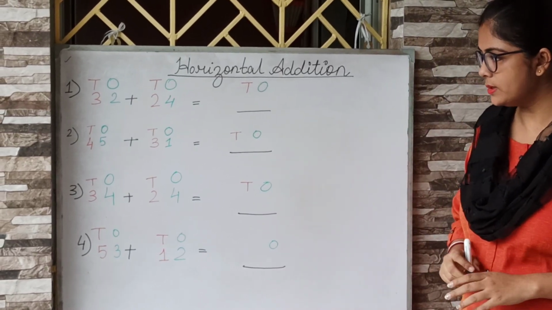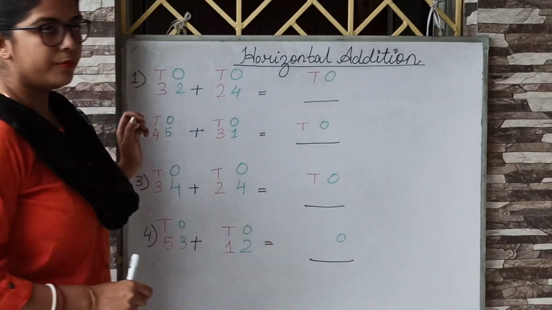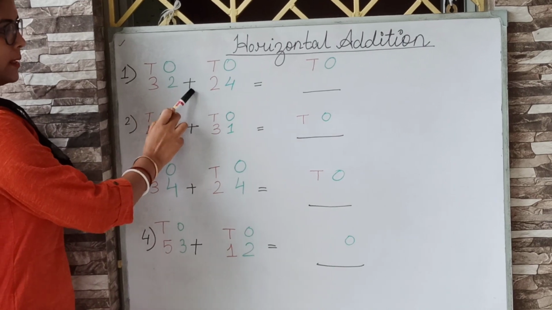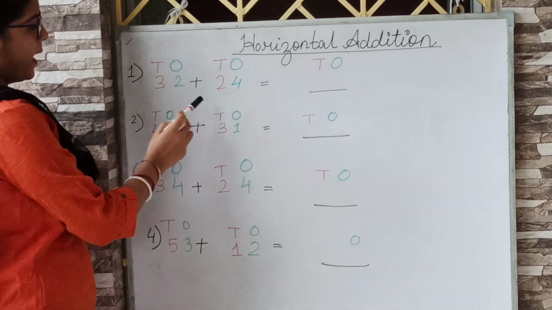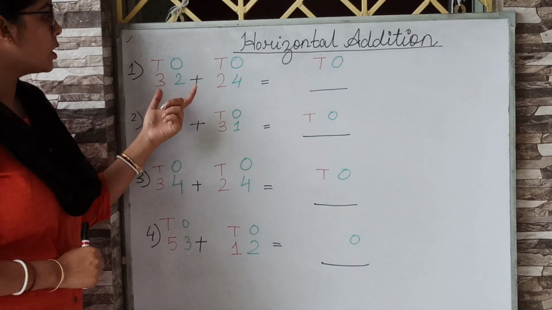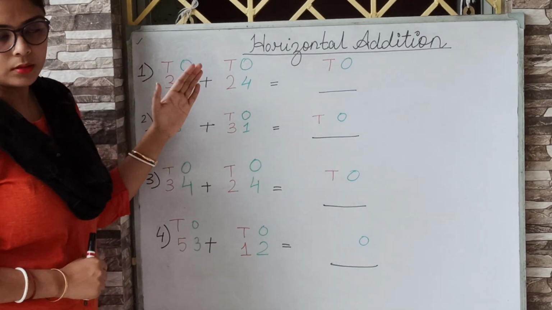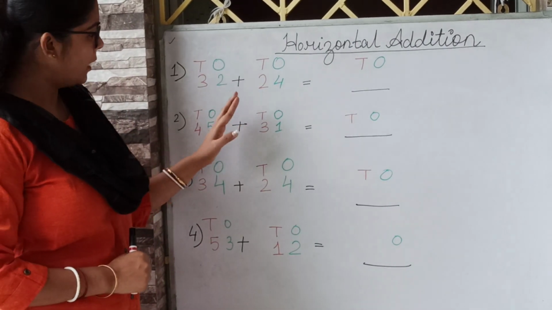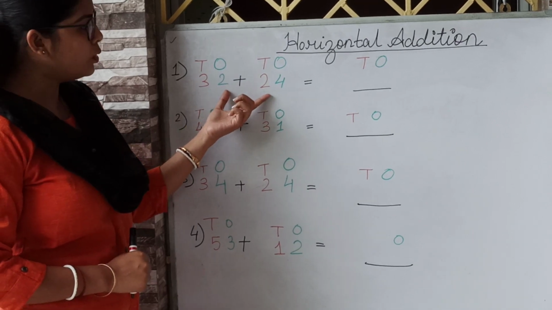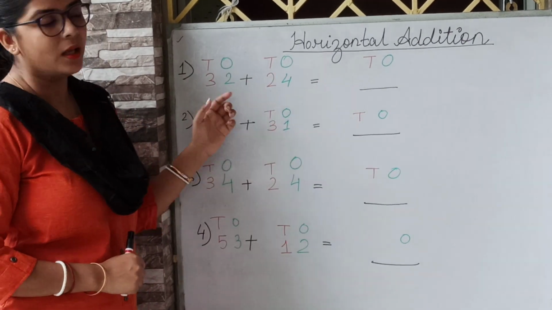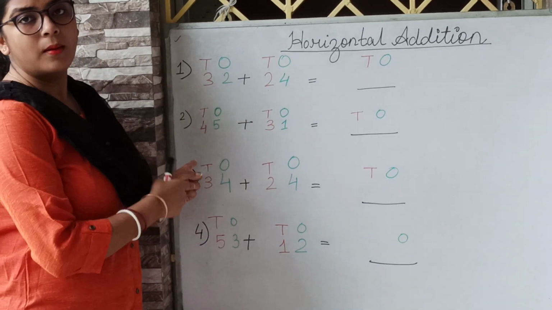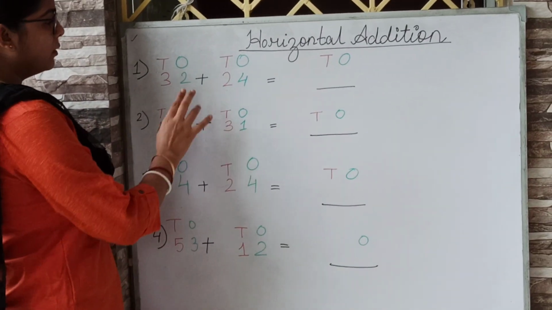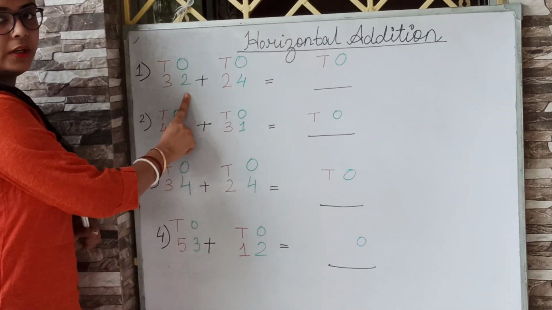Okay. So see students, at first I have taken 32 plus 24. And see, I have used red and green color pens to explain the horizontal addition carefully, and you will get the answers very easily if you do the horizontal addition in the method which I am going to show you. So follow it. Listen very carefully and follow the video very carefully.